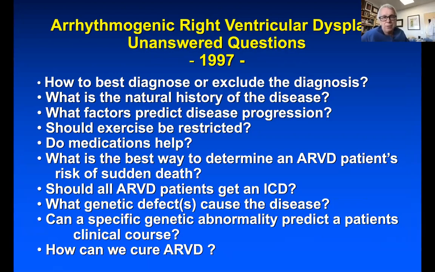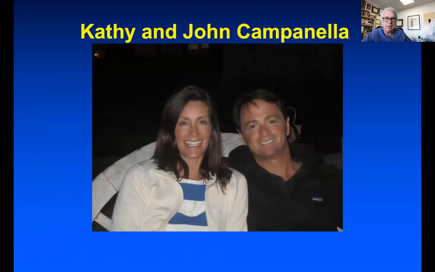How do you make the diagnosis? What's the natural history? Does the disease progress, and what causes it to progress? What should you do about exercise, medications? How do you risk stratify people? You know, should everyone get a defibrillator? It was known, it was sort of familial, but no gene had been found at that point. And then obviously the big goal was to try to cure ARVD.